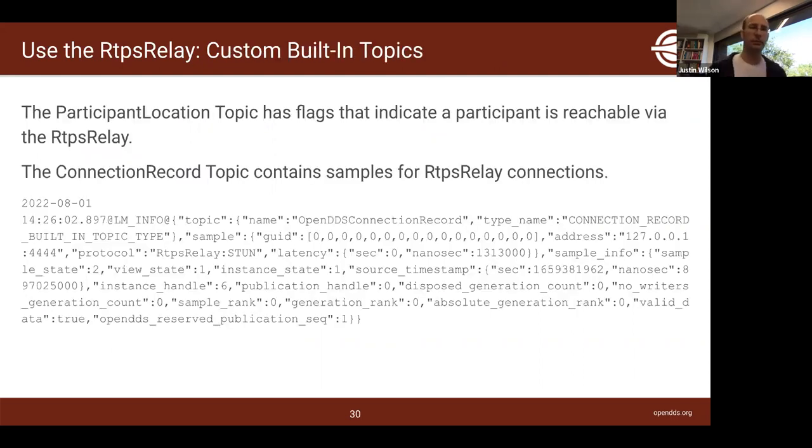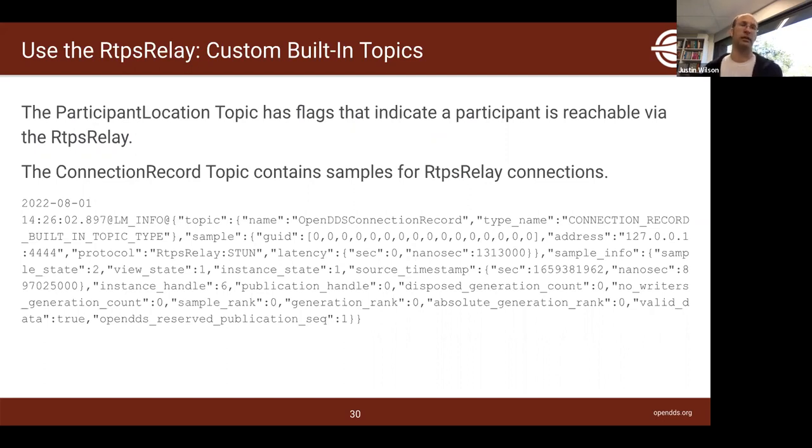There are some custom built-in topics that are related to the RTPS relay. The first is the participant location topic. This has a list of remote participants, and it has some flags indicating how they're reachable. Two of those flags are dedicated to the RTPS relay, one for IPv4 and one for IPv6. And this indicates that the local participant has received messages from the relay that appeared to be from that remote participant.